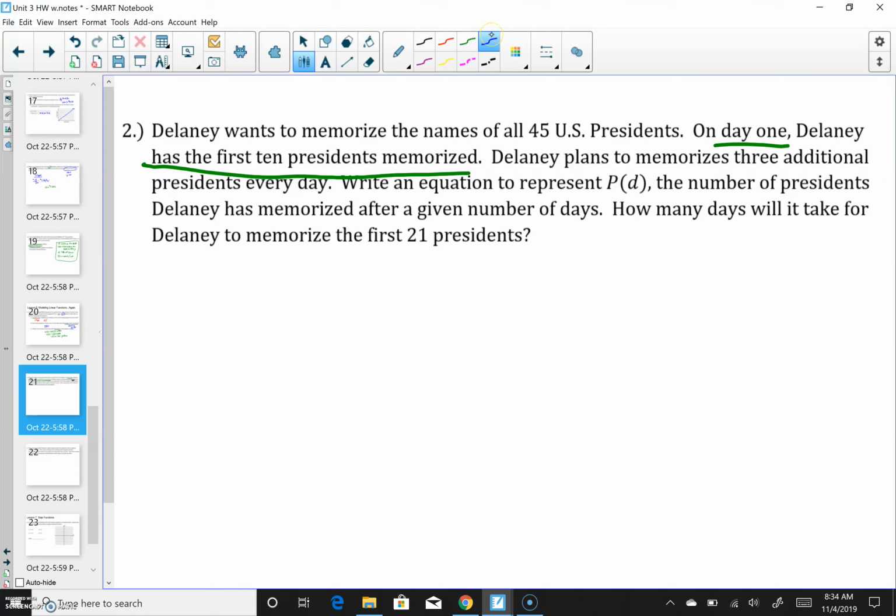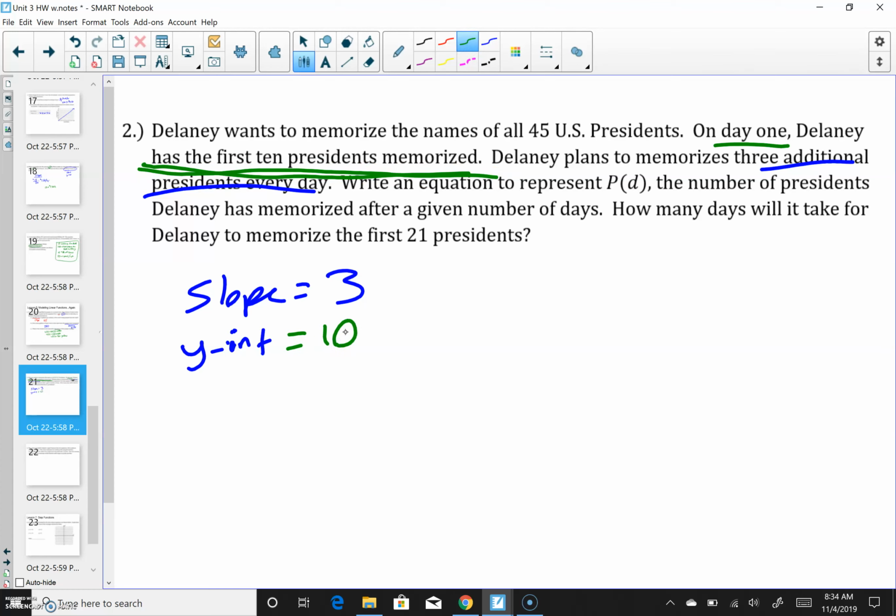So the first thing is we always need to establish our slope and our y-intercept. So our slope is going to be what she's trying to do every day. So in this case, she wants to do 3 additional presidents every day. So our slope is going to be 3. Our y-intercept is the fact that she has, I underlined it in green already, she has 10 presidents memorized on the first day. So our y-intercept is 10.